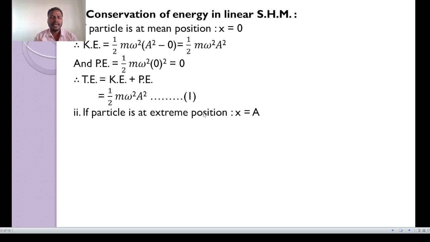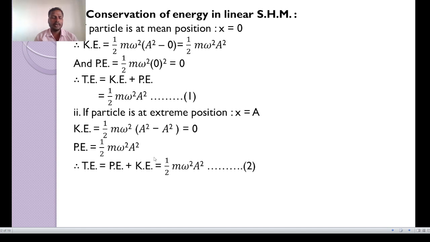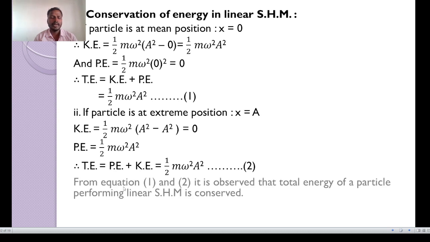Now when the particle is at extreme position, x is equal to a, so a square minus x square is equal to 0, that is kinetic energy is 0 at extreme position. Putting the value of x is equal to a in the potential energy, potential energy is equal to 1 by 2 m omega square a square. As total energy is the summation of potential energy plus kinetic energy, total energy is equal to 1 by 2 m omega square a square. This is equation number second.